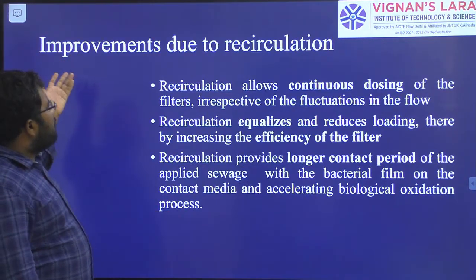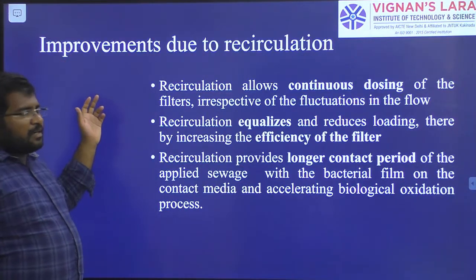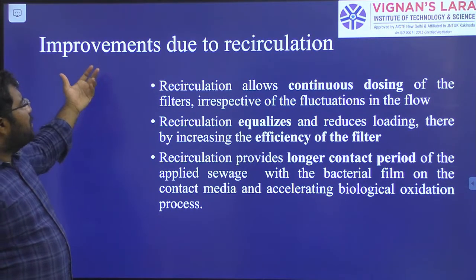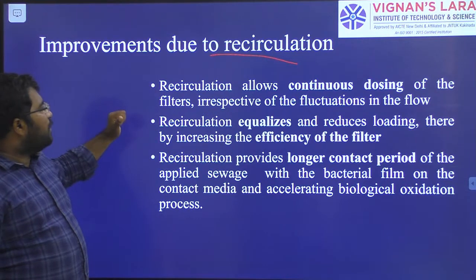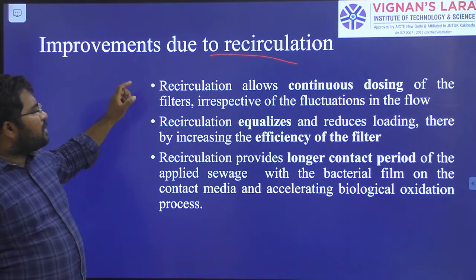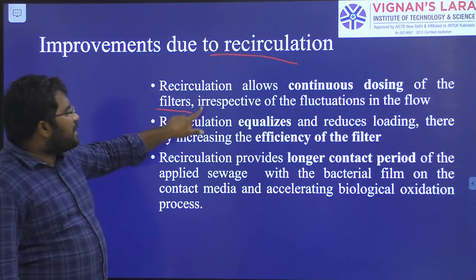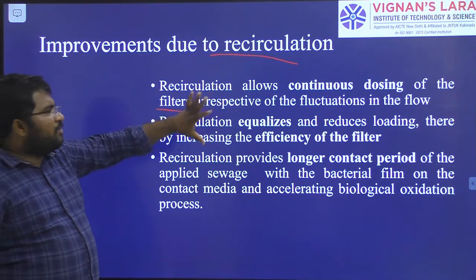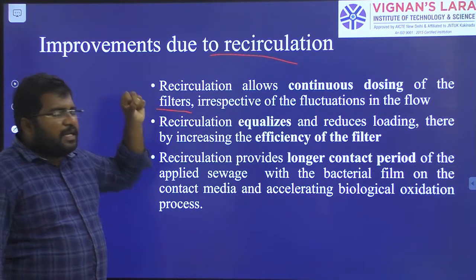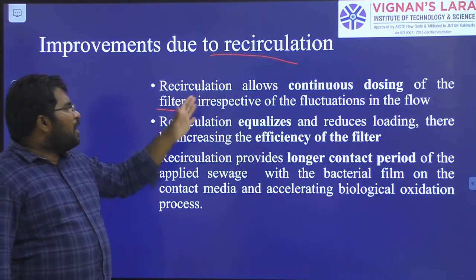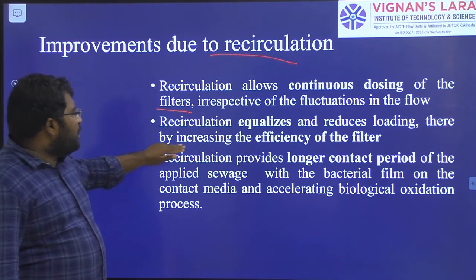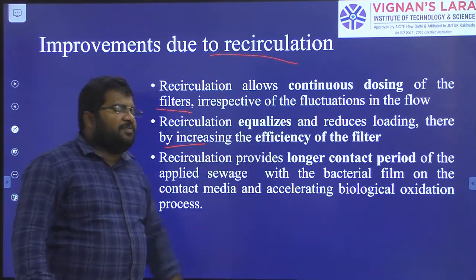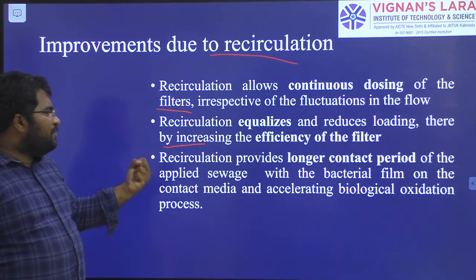So here some improvements are due to the recirculation. What improvement is there if you do recirculation of wastewater in the case of a trickling filter? Recirculation allows continuous dosing of the filters irrespective of the fluctuations in the flow, so we have a continuous flow. Next, recirculation equalizes and reduces the loading, thereby increasing the efficiency of the filter.